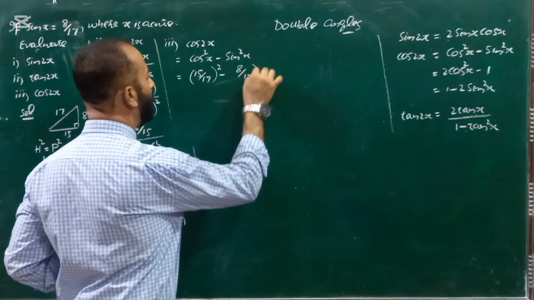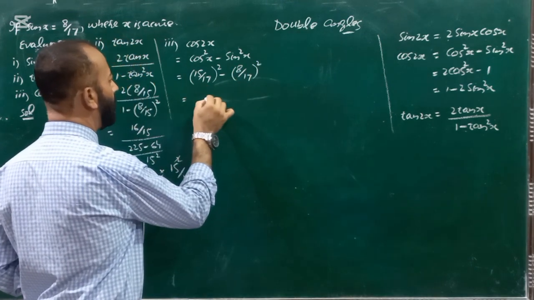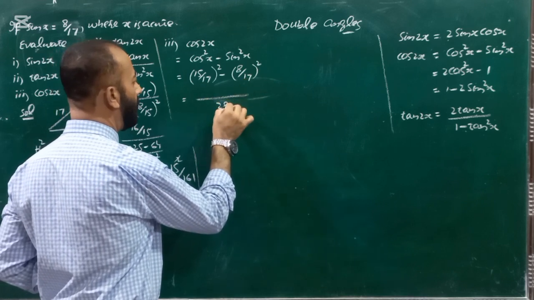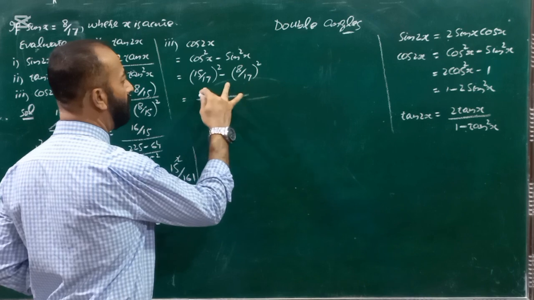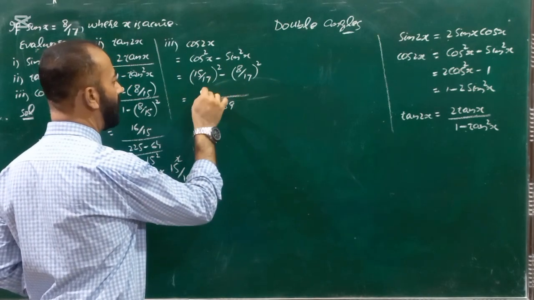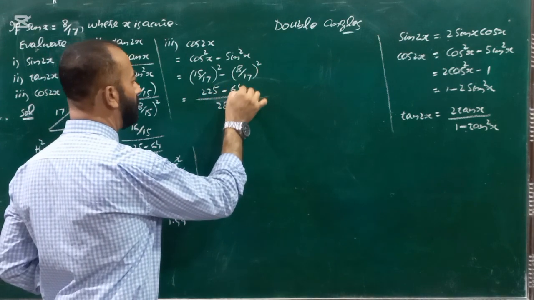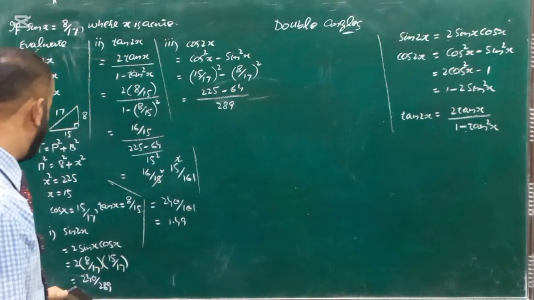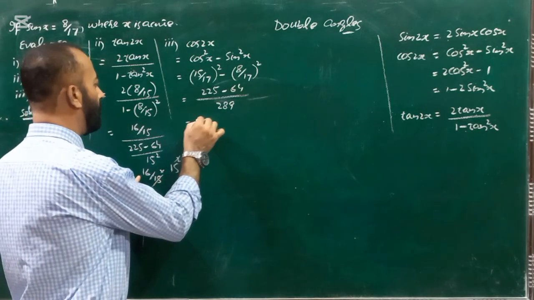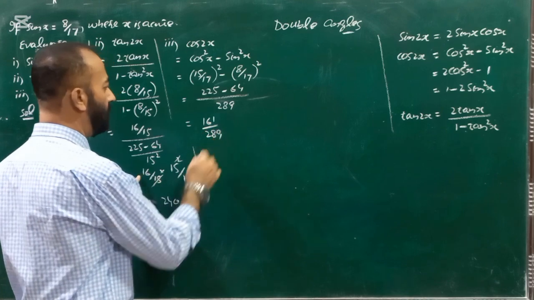So 8 by 17 square. Okay, taking LCM, in the denominator we have 17 square, that is equal to 289. So same values in the denominator. So in the numerator, simple things will be subtracted, like 15 square is 225 minus 64. 225 minus 64 is 161. So 161 over 289 is the answer.